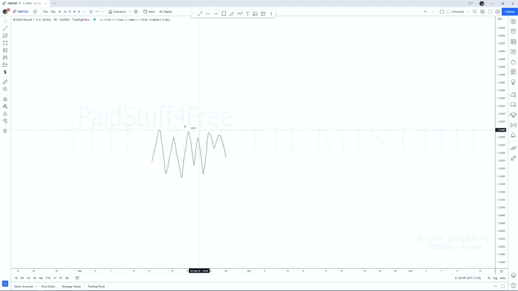In the same way, after the New York midnight time, we might get a false run in the opposite direction like this. So what happens? Sell stops are activated.